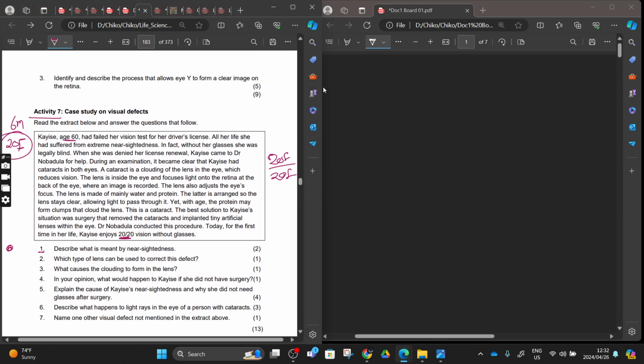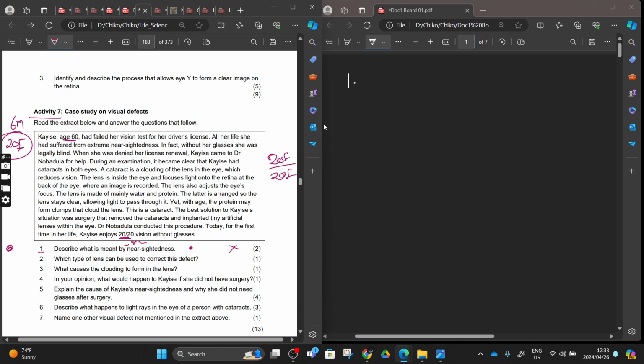The struggle continues, guys. Number 1, activity 7, number 1. But describe what is meant by nearsightedness. What can you say when you say someone is nearsighted? Nearsightedness, short sightedness, closer sightedness. This is an ability, or it is when the person is able to see. Let me say it better. You are going to write nearsightedness, then you try to explain this.